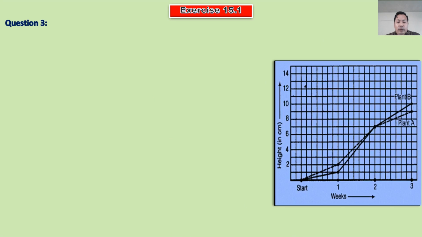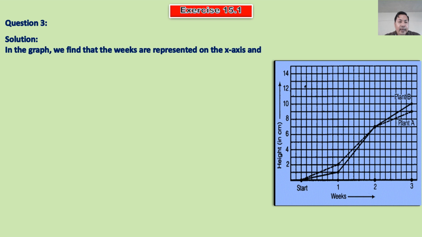Now we have the solution for question number 3. In this solution, you see in the graph that the weeks are represented on the x-axis and the height in centimeters of the two plants on the y-axis. Height is represented on the y-axis and the weeks on the x-axis, isn't it?